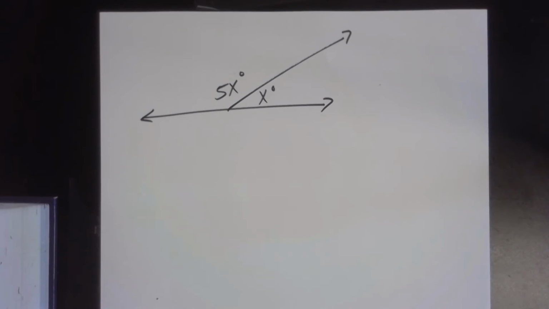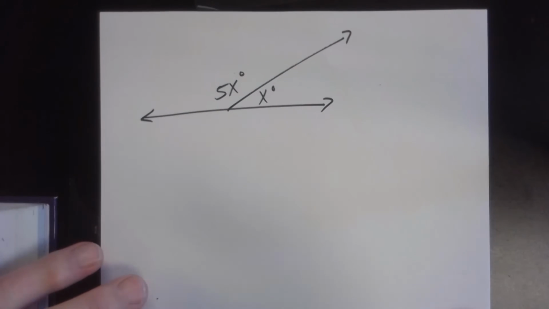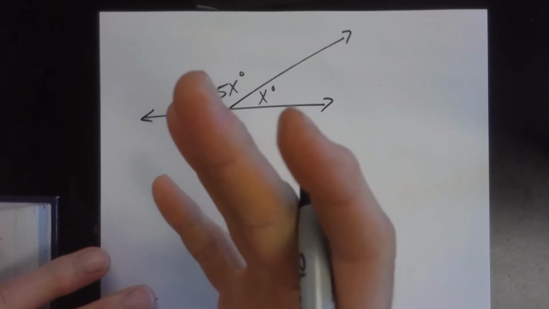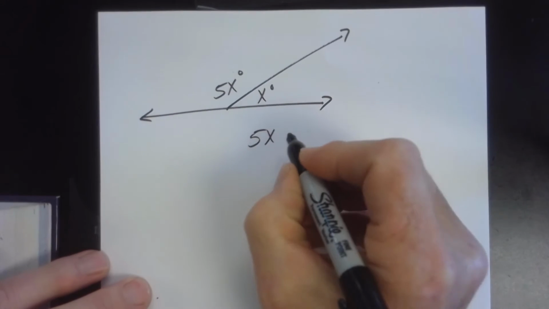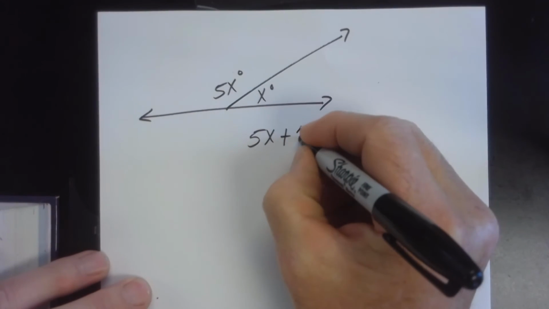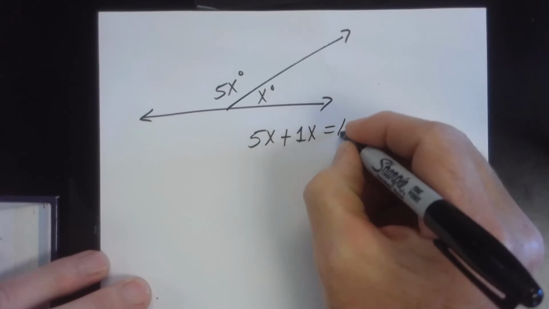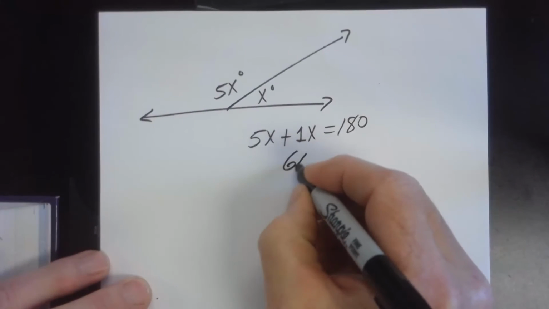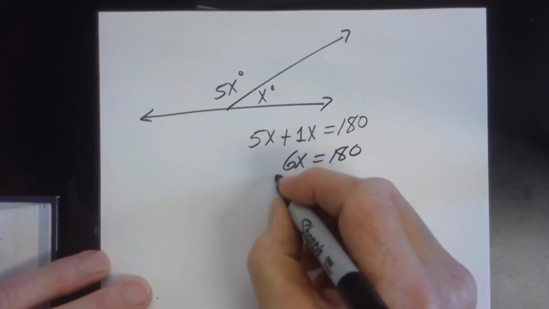Can we come up with an equation where we can solve for x? What do we know about the 5x degree angle and the x degree angle? Yeah, they make a linear pair, so they're supplementary, so their sum is 180. Okay. So 5x plus, is it okay if I say 1x? So 6x equals 180.